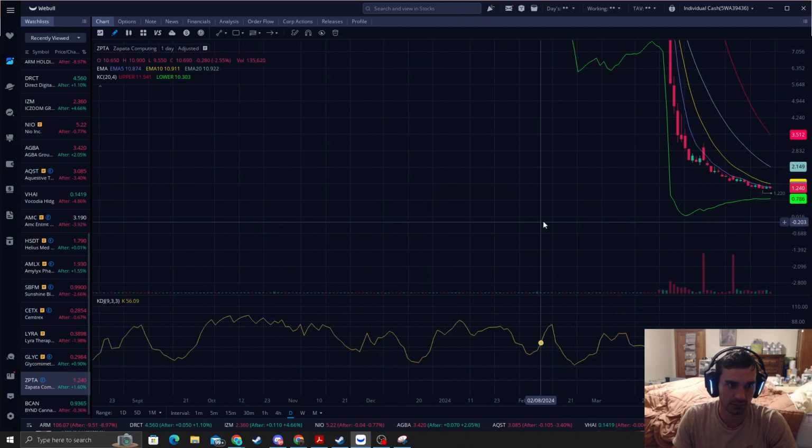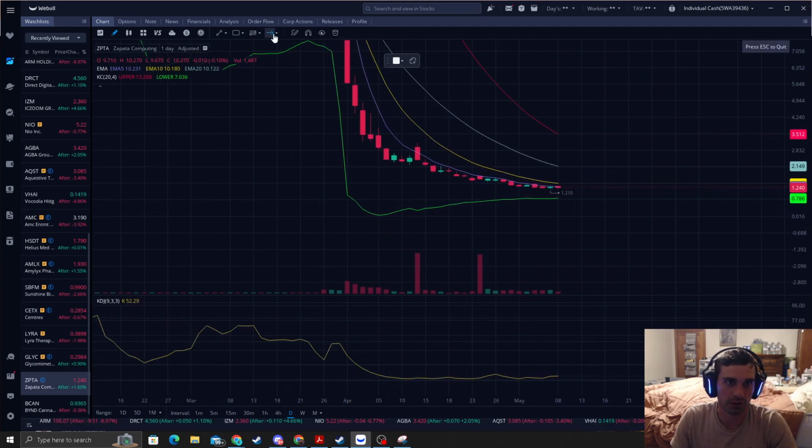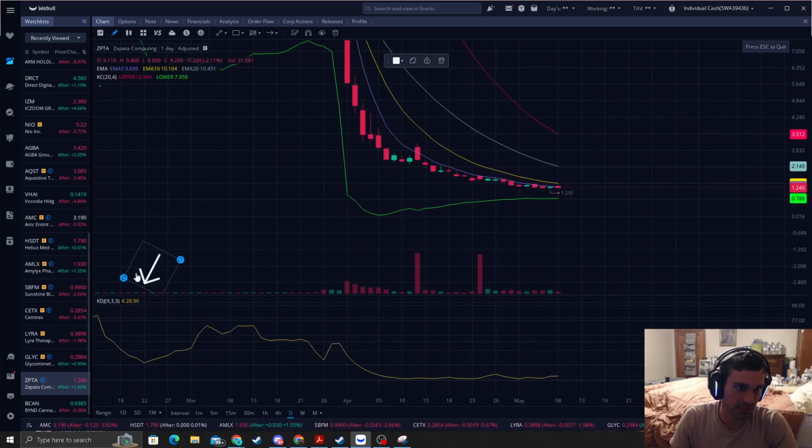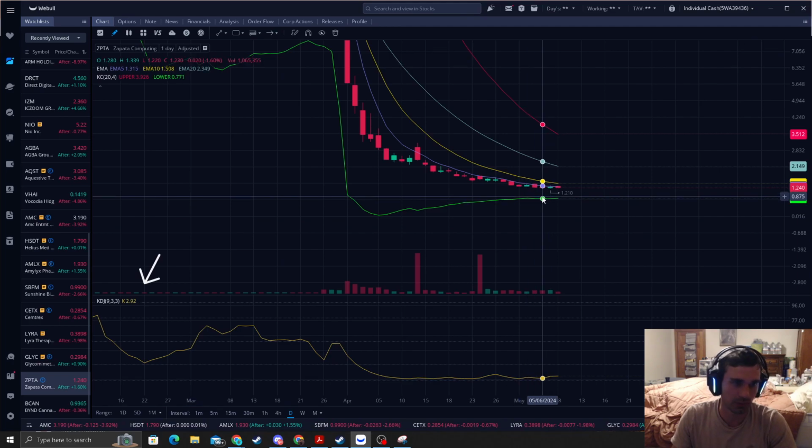Hold up, where's that arrow? All right, let's draw another arrow. So when the K right here, we're going to look at the K. As you can see, when I'm hovering over it, it's 2.92. That's extremely low. So I was like, okay, this is a good starter to get going in.